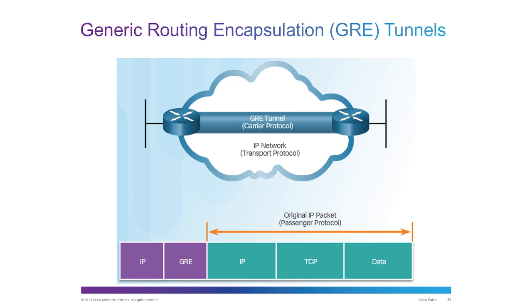So once we can combine all of these things, there's another way that we can establish this, which is known as generic routing encapsulation.